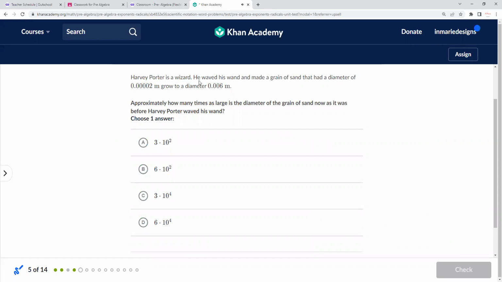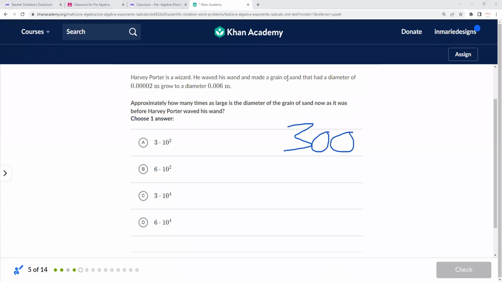Harvey Porter is a wizard. He waved his wand and made a grain of sand that had a diameter of 0.00002 grow to a diameter of 0.006. Approximately how many times larger is it? Okay, so we want to divide this, right? It grew to 0.006. So 0.006 divided by 0.00002 gets you 300. So it looks like it's 300 times as large.